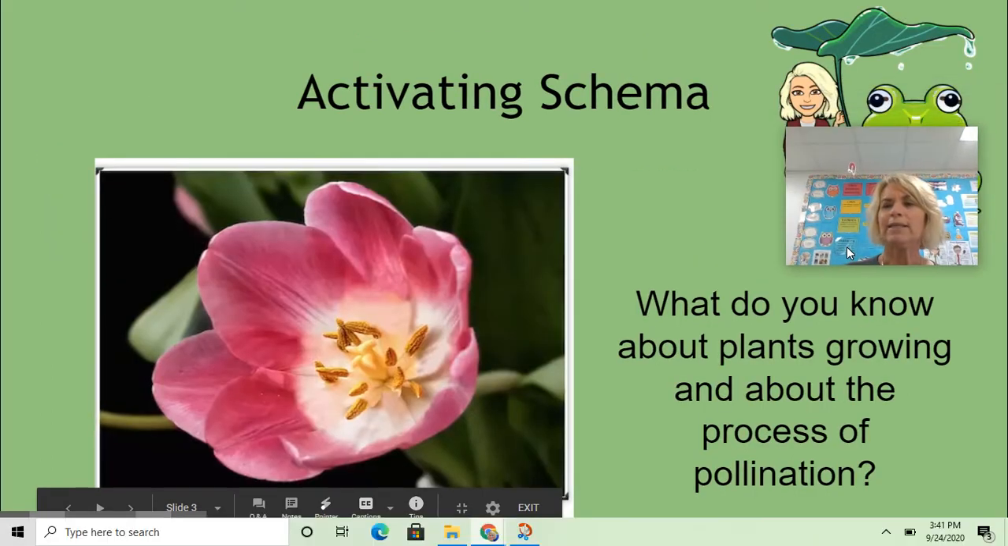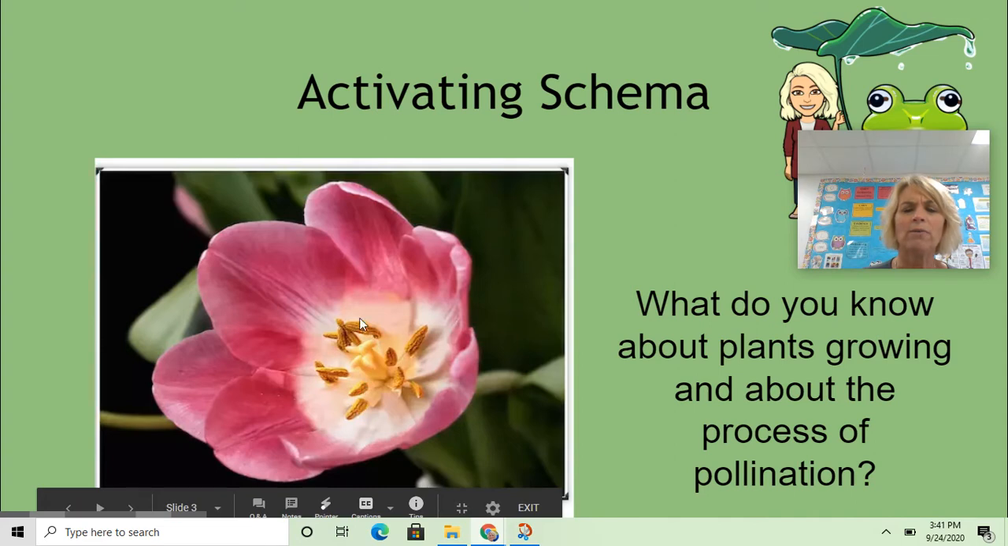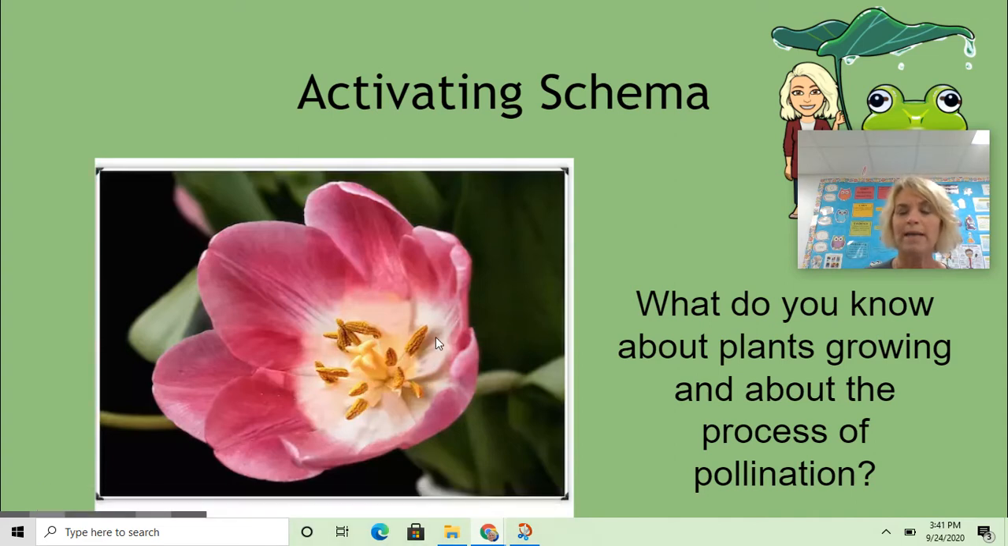So as we get started today, here's what I want you to think about. What do I already know about plants and how plants grow, and also about the process of pollination? So when you take a look at our flower, we already know that a flower is a plant. And if we look at the inside of our flower, we see some parts that help with pollination. So what are those parts? And how does all of that work together?